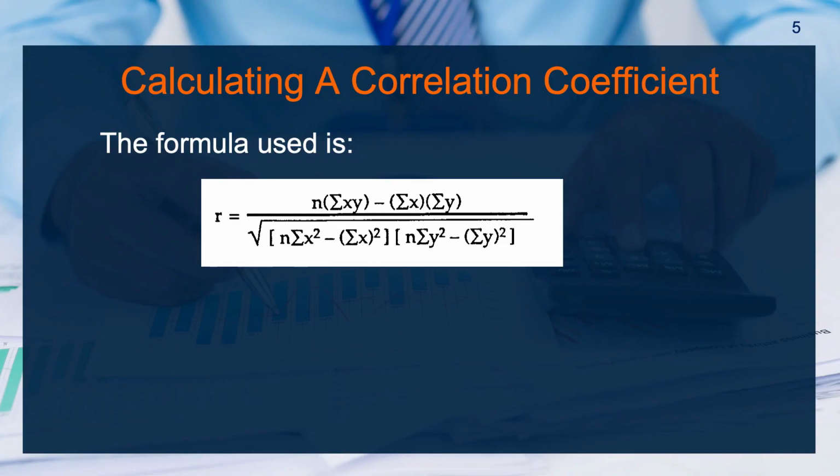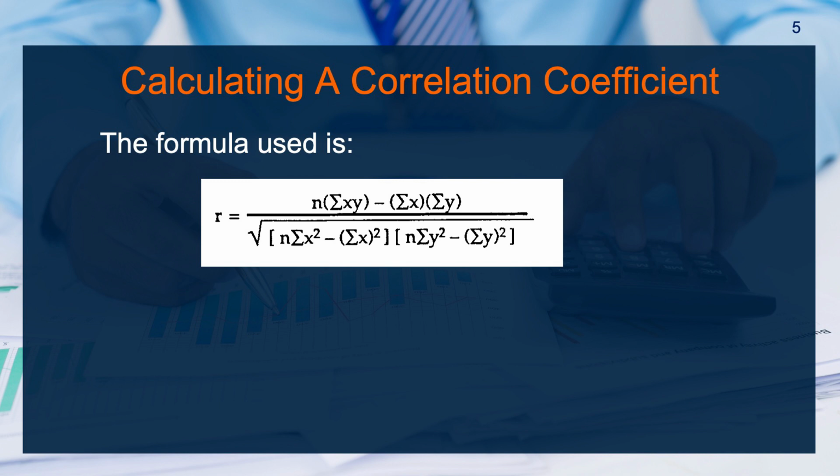Now we calculate the correlation coefficient using the following formula. Again, as I've said in previous sessions, don't get too hung up on the maths. It's good to have an understanding of how this is calculated. But when we actually come to calculate this with the data sets we're going to be looking at, we will be using statistical functions in Sheets to be able to do that.